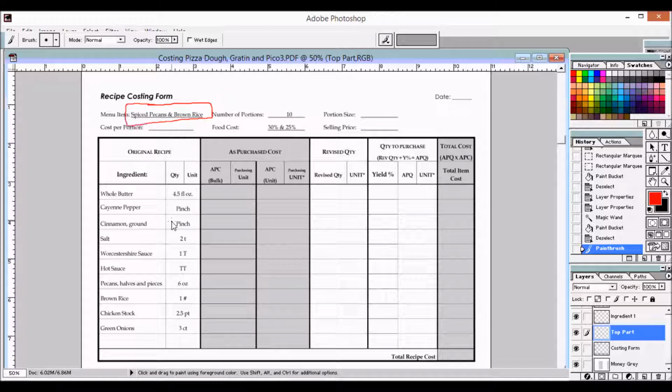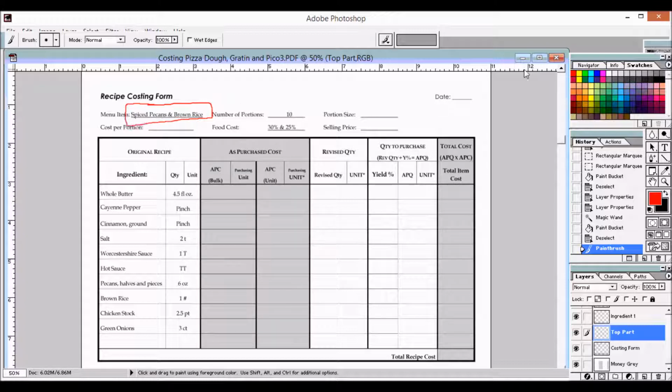Now, keep in mind when we're costing out a recipe, we're not concerned so much about the process per se. I don't need to know exactly what to do with the butter, the cayenne, the salt, and the pepper, but I need to know those specific ingredients because I'm trying to figure out how much each of those ingredients costs us. So I wanted to walk you through what's going on in this process.